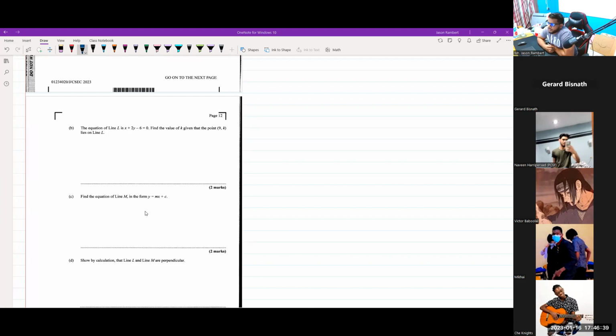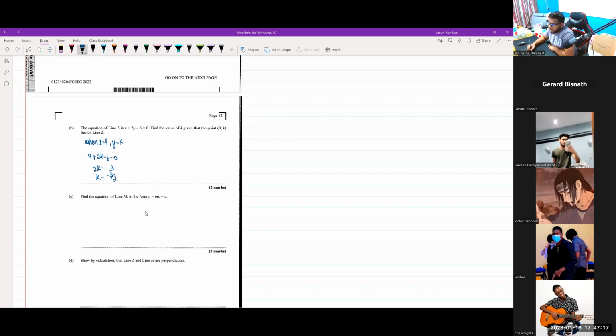Find the value of k given that the point lies on the line L. When x is 9, y is k. So 9 plus 2k minus 6 is equal to 0. 9 minus 6 is 3. Move the 3 across: 2k is equal to minus 3, and k is minus 3 over 2. Look at that. Yes, sir.